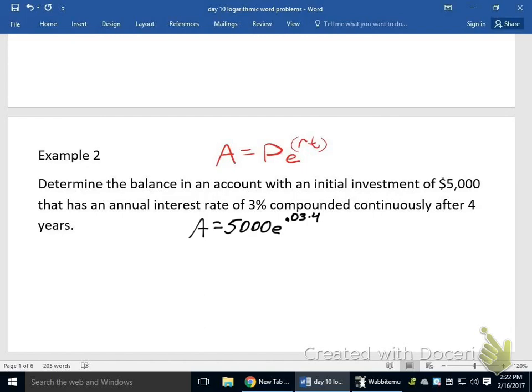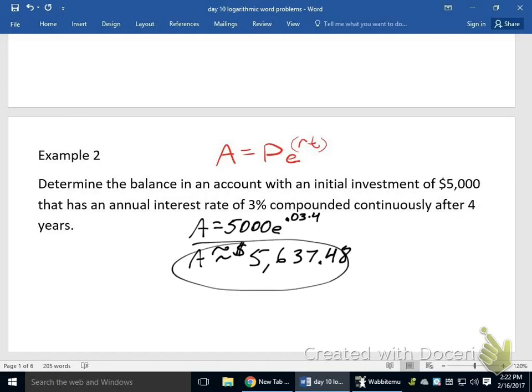Now all I got to do is just type that in my calculator. Remember that e can be found on the ln key beside the 4 by hitting second, e to the x. And what I'm going to get is $5,637.48. Remember, with money, we always round to the nearest penny. Alright, that wraps that problem up.